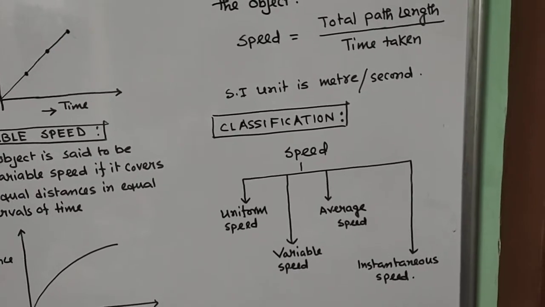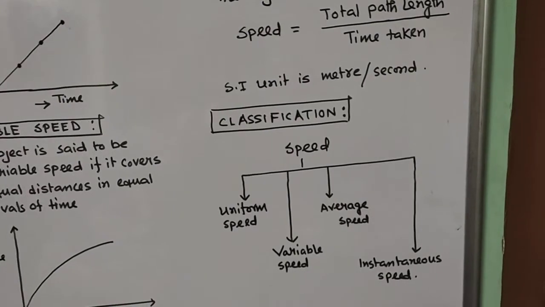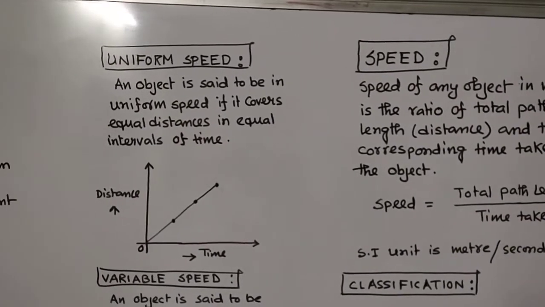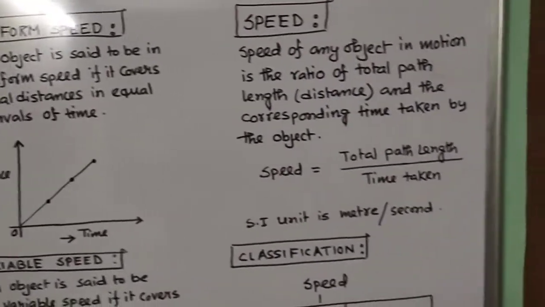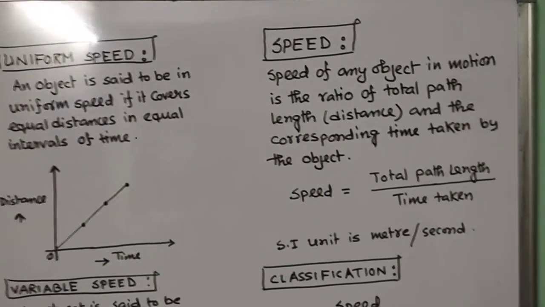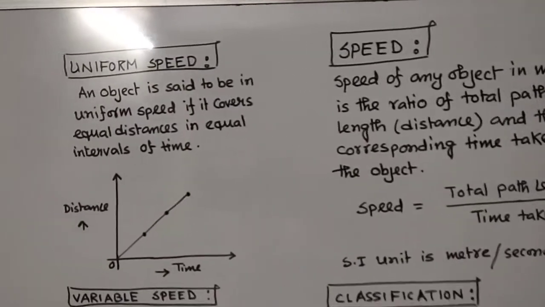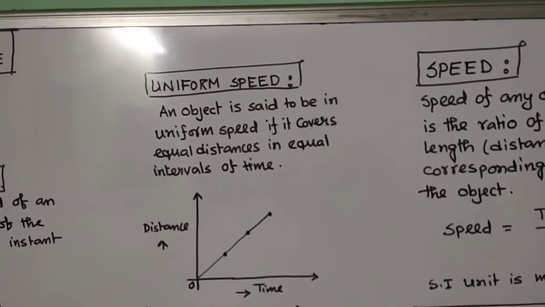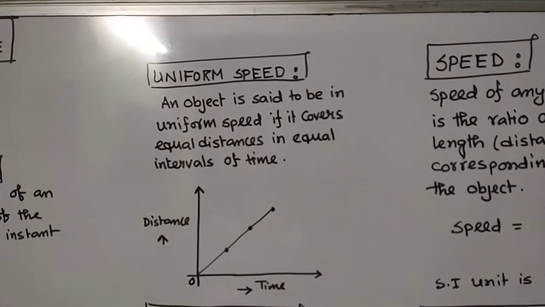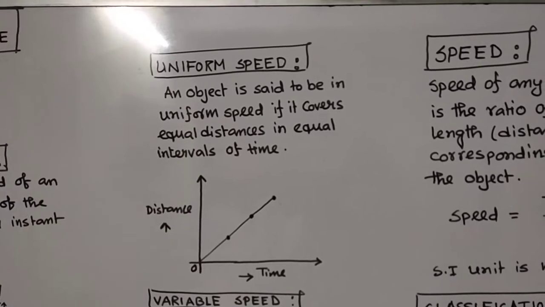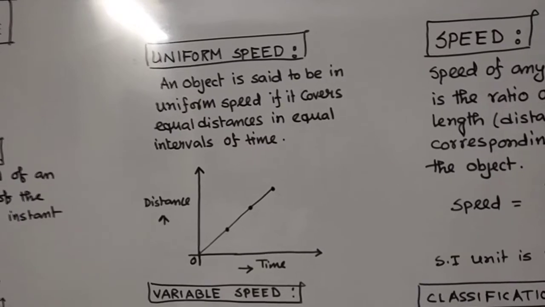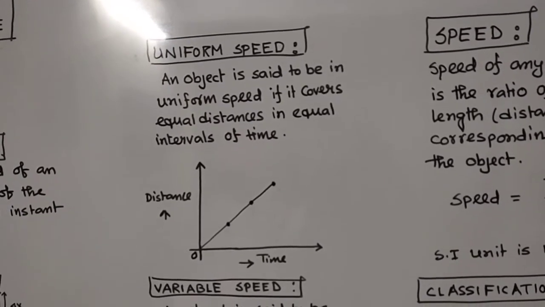Now let me start with the topic uniform speed. I think all of you know speed equals distance by time. So if an object covers equal distance in equal intervals of time, then that speed can be defined as uniform speed. As per the statement here, an object is said to be in uniform speed if it covers equal distances in equal intervals of time. So if you plot a distance versus time graph, then in case of uniform speed, it is a straight line passing through the origin.